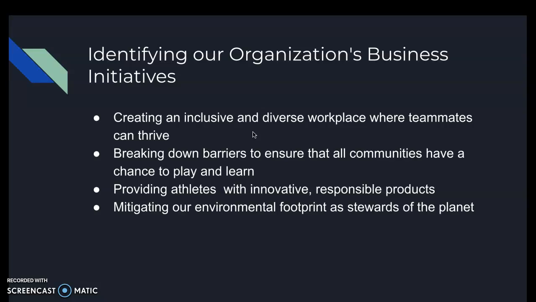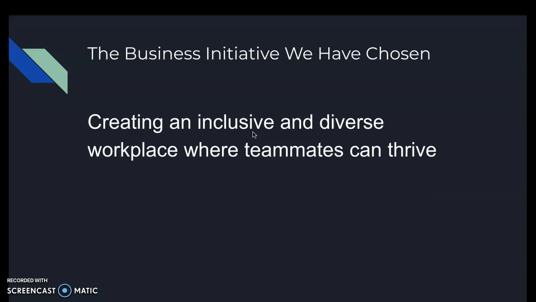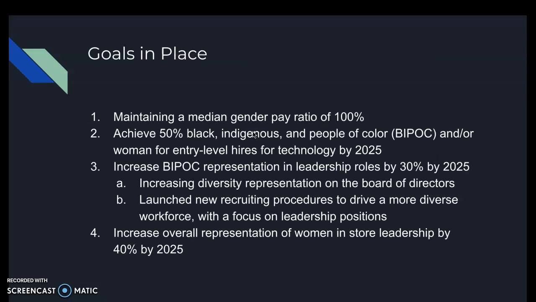So the first thing we're going to do is identify our organization's business initiatives. By doing this, we see: creating an inclusive and diverse workplace where teammates can thrive, breaking down barriers to ensure that all communities have a chance to play and learn, providing athletes with innovative, responsible products, and mitigating our environmental footprint as stewards of the planet. As we can see, we're trying to work inside of our business and outside. The business initiative we have chosen is creating an inclusive and diverse workplace where teammates can thrive.